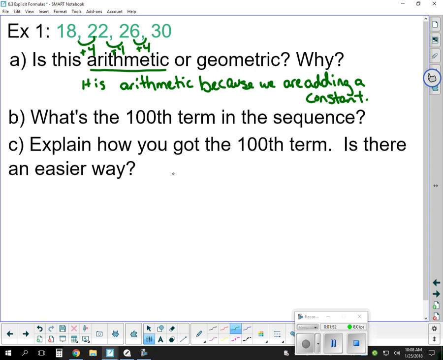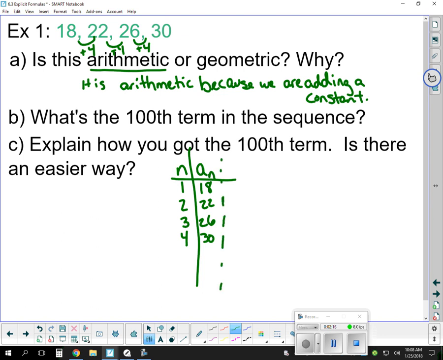So let's think about what we did. Let's make a t-chart. We have our n, that's our number term, and then our a sub n is what the term actually is. So our first term was 18, our second term 22, third term 26, and our fourth term 30. Let me make another column here. Let me think about what I did here.